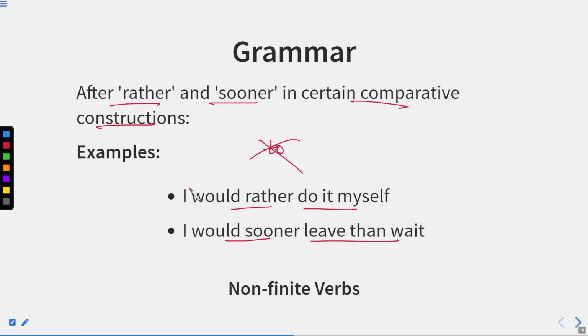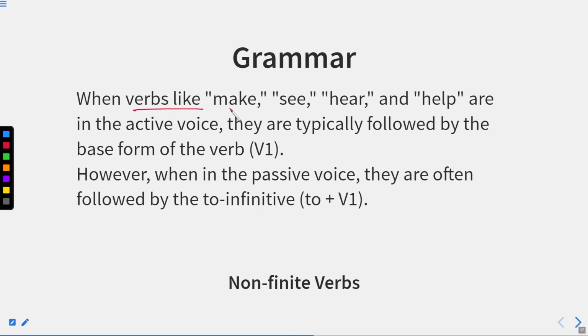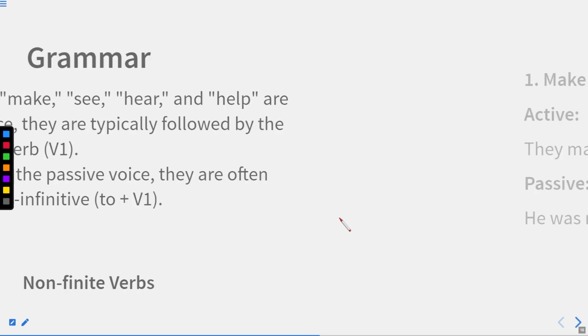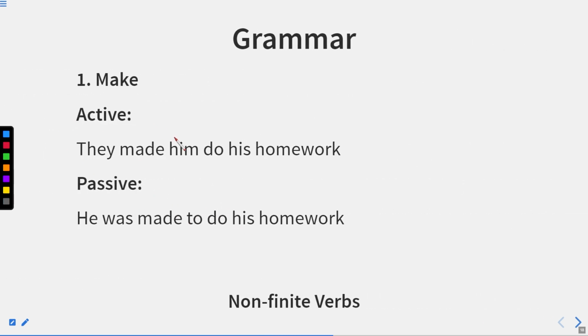Now let us move to the next one. When verbs like make, see, hear, and help are in active voice, they are typically followed by the base form of the verb. However, when in passive voice, they are often followed by the to infinitive. For example, as I told you earlier as well, whenever we have the word make, in an active sentence and in a passive sentence, the context of to is different. If the sentence is active, we need not write to. But if the structure is in passive voice, we'll add to over there.